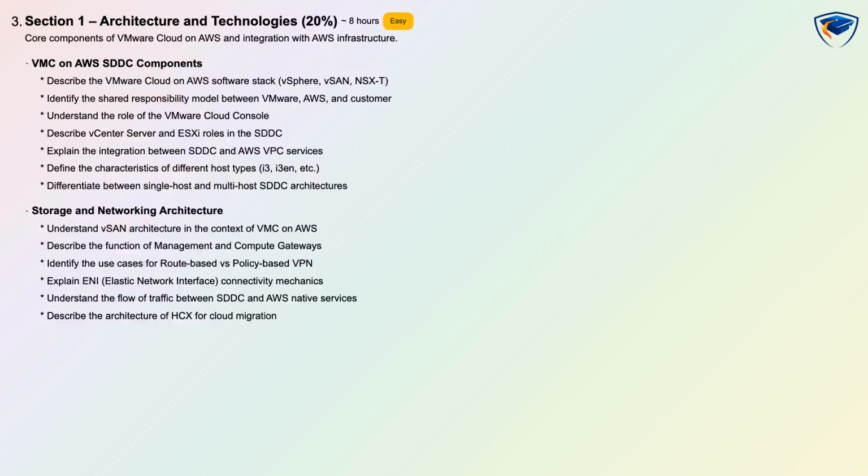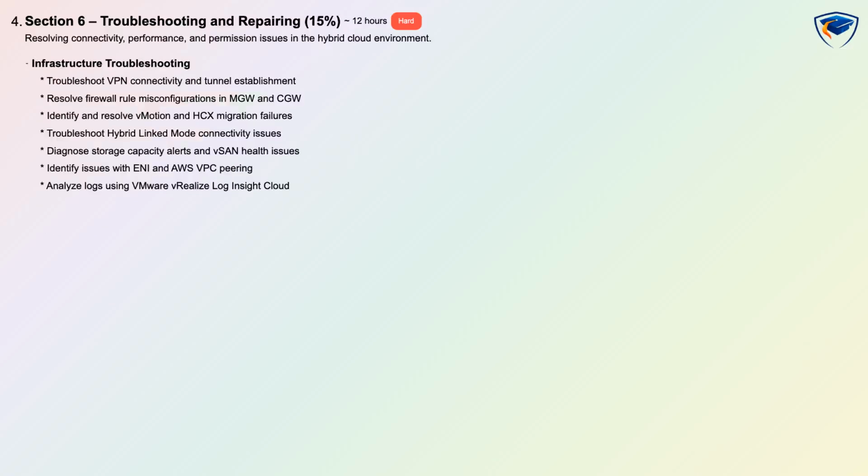SDDC designs. Section 6 Troubleshooting and Repairing is 15%, rated hard with an estimated 12 hours and scenario-based assessment, emphasizing resolution of connectivity, performance and permission issues in hybrid clouds. You will gain practical troubleshooting skills for VPN connectivity and tunnel establishment, diagnose and correct firewall rule misconfigurations in MGW and CGW, resolve vMotion and HCX migration failures, and troubleshoot hybrid linked mode connectivity.